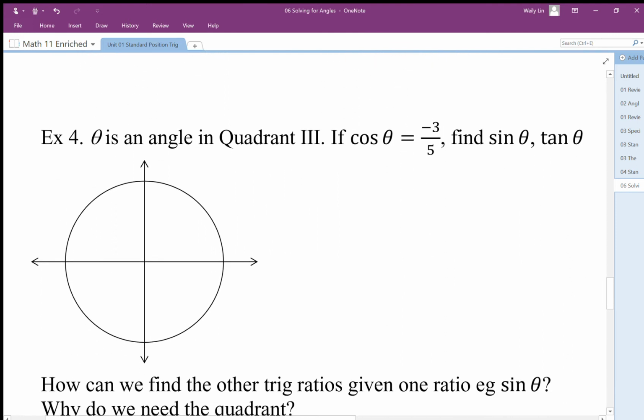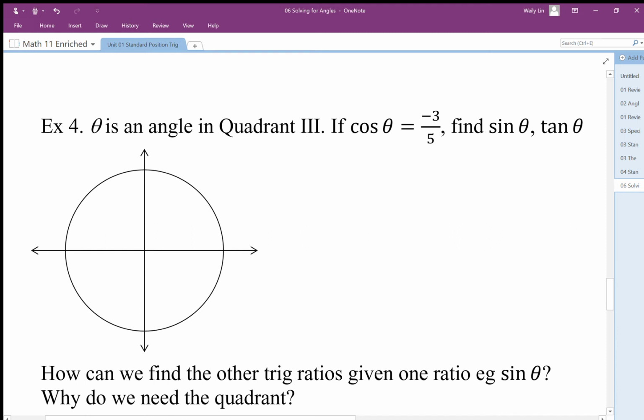So here's another one where we were given the quadrant, we're given the cosine ratio, we need to undo it, so we need to consider two possibilities. So here I'm going to do the inverse cosine of negative 3 over 5. My calculator is going to give me 126.87 degrees. Okay, so I'm going to say that's theta 1, 126.87 degrees.